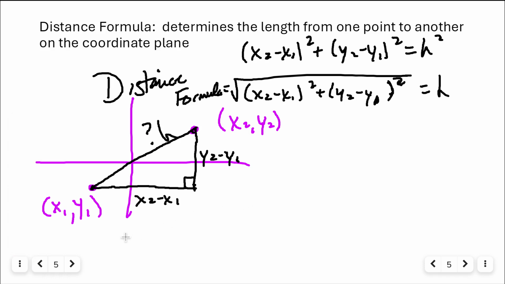All right, write that down. Make sure you know it. Make sure you have it written. You're going to need it.